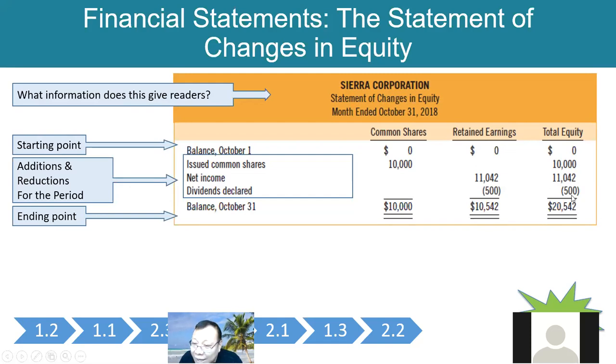20,542. Why is it like that for the company? Well, the owner put in $10,000, and the company makes some money for that month. And out of the money they make, they retained 10,542. So together, that's the total equity. The $500 is income for the owner. It's a dividend income for the owner. Do we have any questions for this statement?